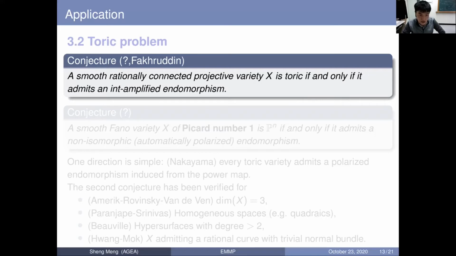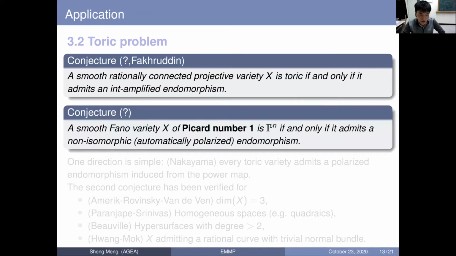This conjecture generalizes an earlier conjecture about the following. A smooth Fano variety X, so a Fano variety must be rationally connected, and also of Picard number 1, is nothing but projective space if and only if it admits a non-isomorphic endomorphism. Since it is Picard number 1, a non-isomorphic endomorphism is automatically polarized. It is also if and only if. And you see that this conjecture implies this, because a smooth toric variety of Picard number 1 must be P^n.